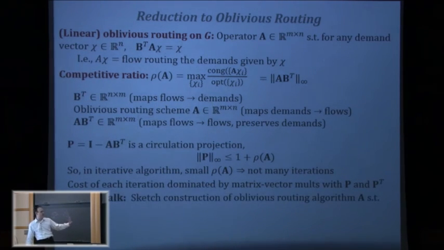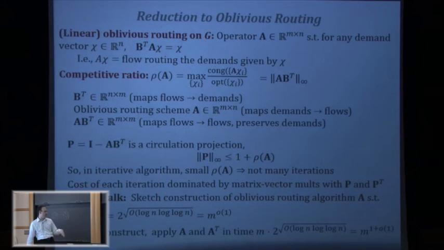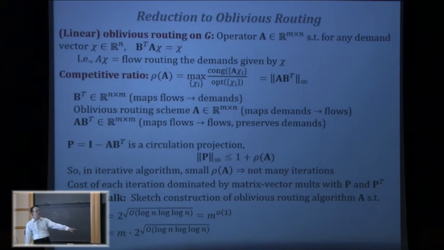The rest of the talk will sketch a construction of an oblivious routing algorithm A such that these things are good. Rho of A, the competitive ratio, is going to be m to the little o of 1. The time to apply it is almost linear: m to the 1 plus little o of 1. Putting that together, you then call this m to the little o of 1 times, and you get the claimed algorithm. I'm going to write T of A for the time to multiply by P and P transpose, the worse of the two. So that's our goal.